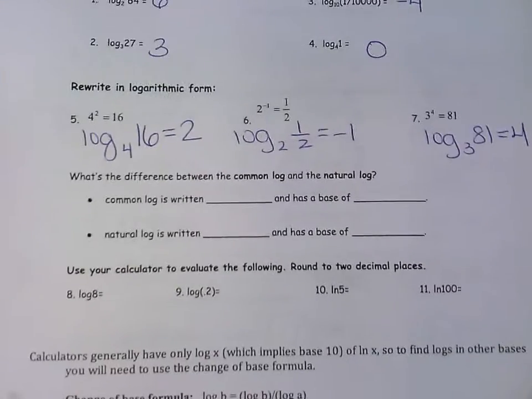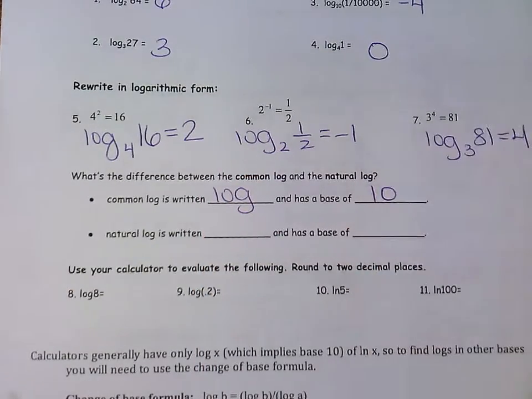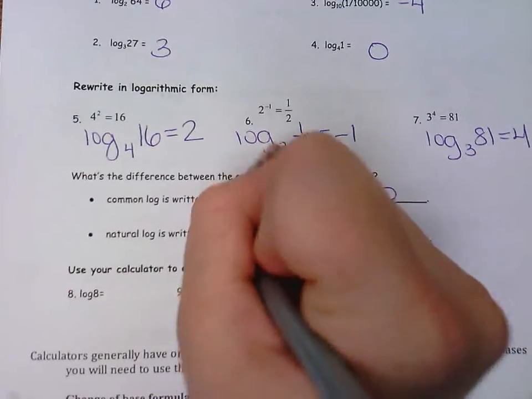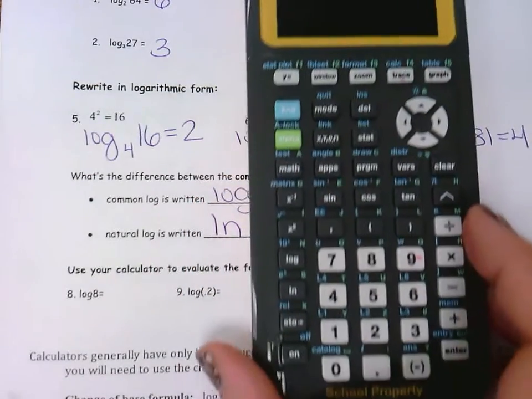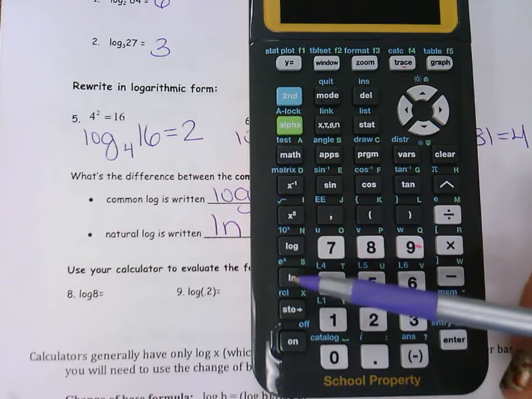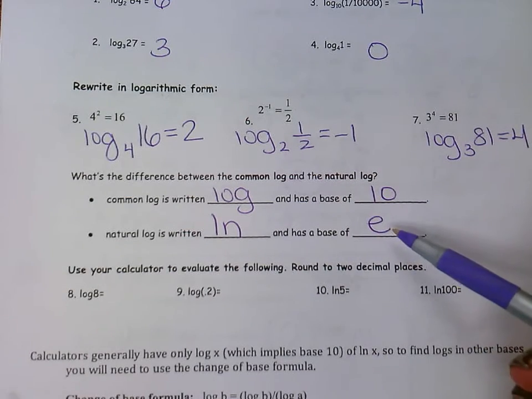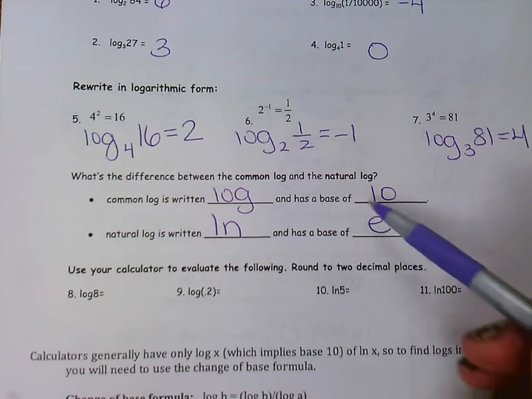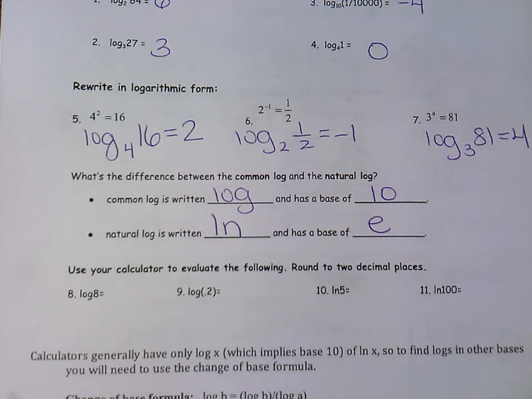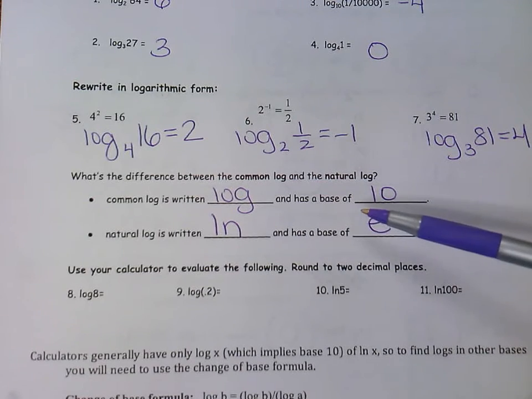I had already talked about this a little bit on the front page, but the common log is just written as log. It has a base of 10. Natural log is another key on your calculator. Under the log button is the natural log button, LN. It has a base of e. We're going to see this when we start solving real life problems, because e is the natural base and it's used for compound interest. It's used for growth.